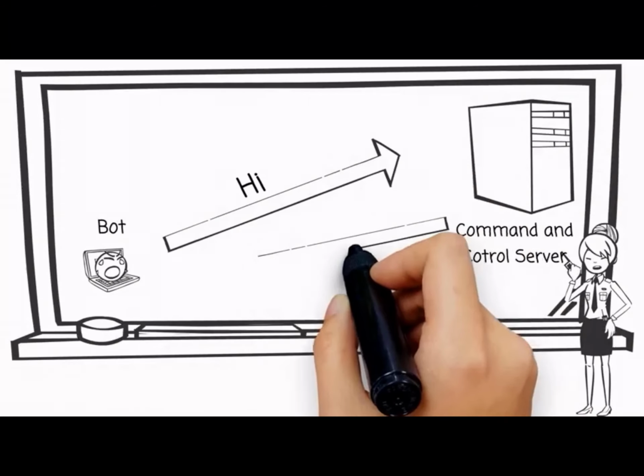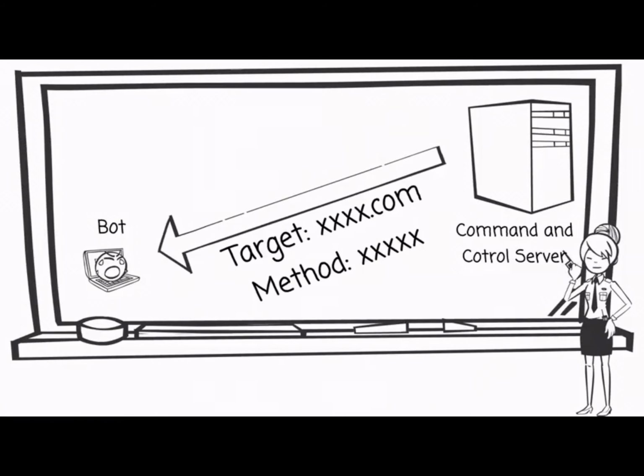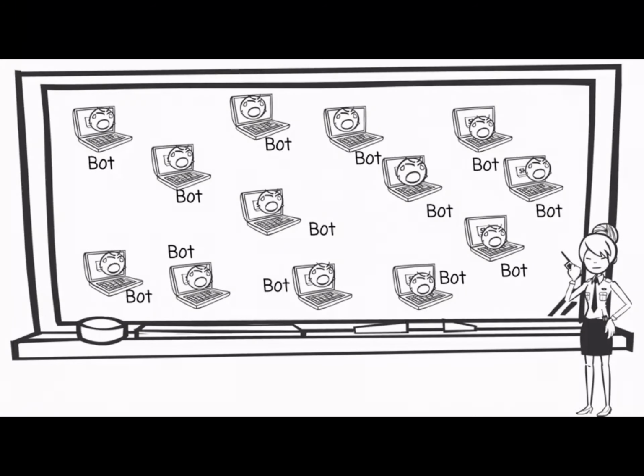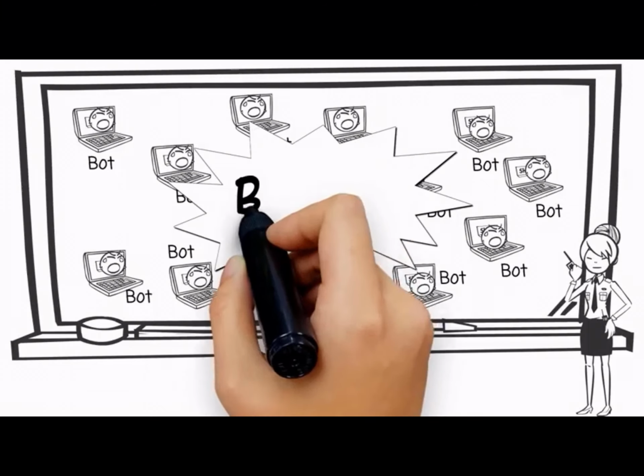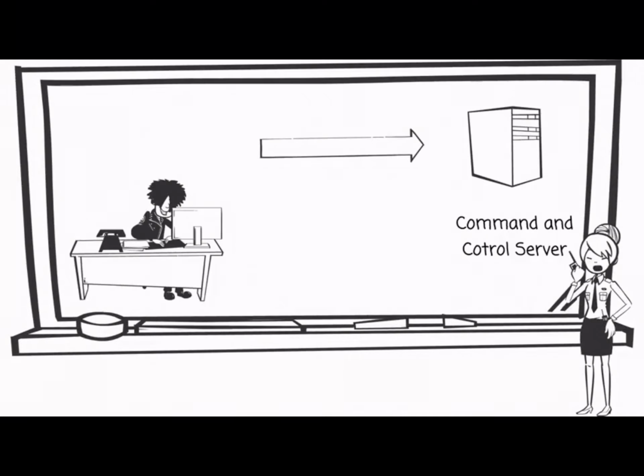Once a computer turns into a bot, it connects to the attacker's command and control server and begins to accept orders from the centralized machines. The orders from the command and control server include the direction for launching an attack from the bot's malware to a particular target and the selected attacking method. An army of bots is named as botnet and usually consists of thousands of bots.